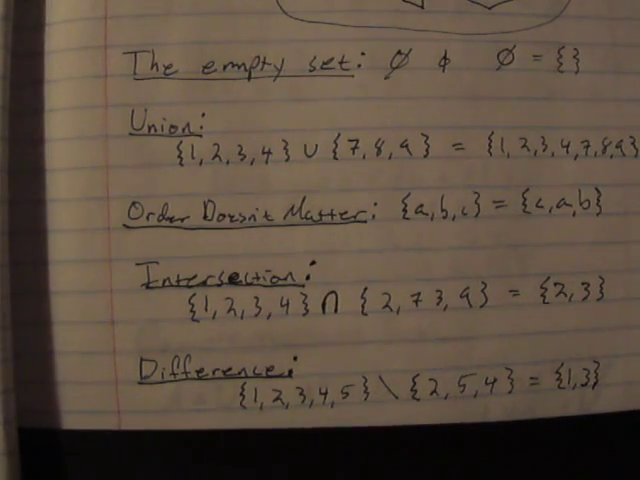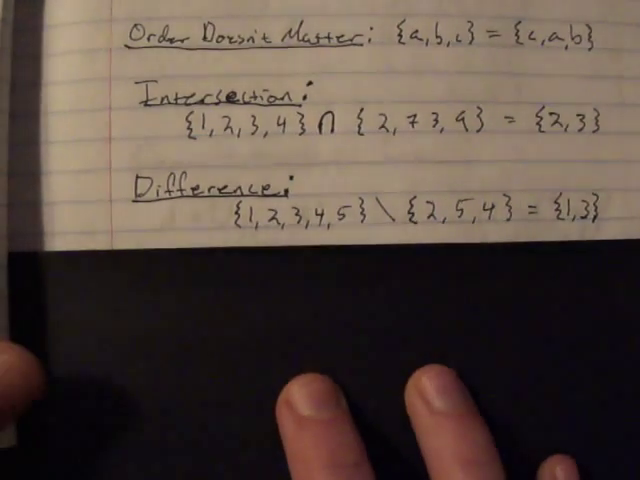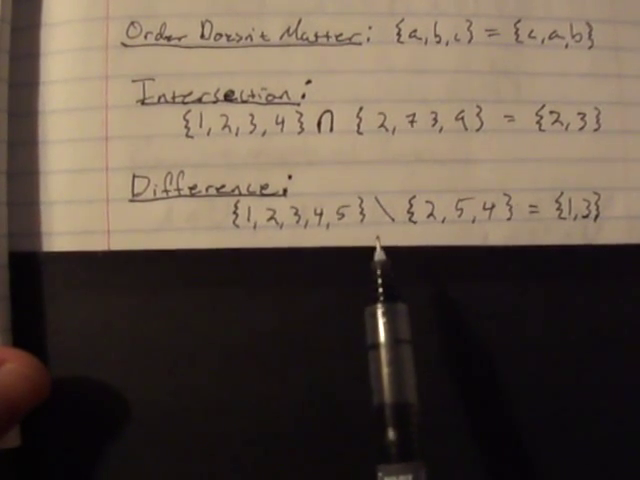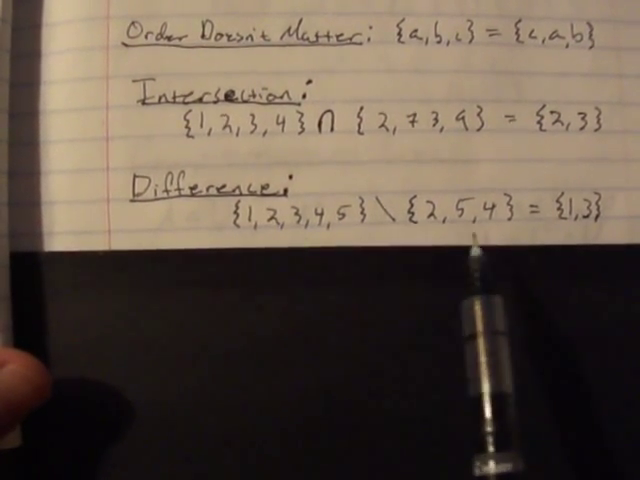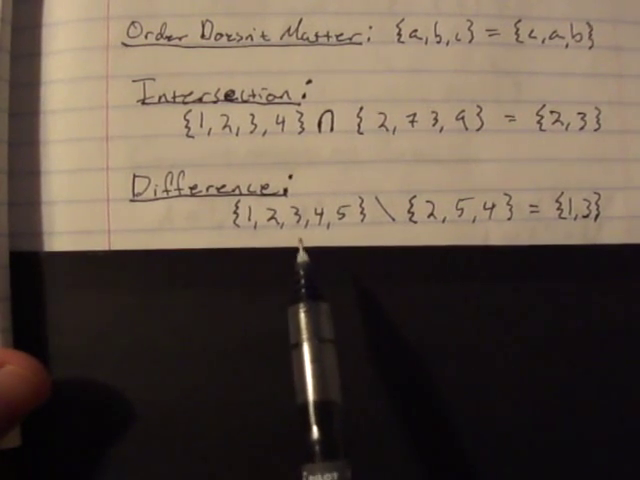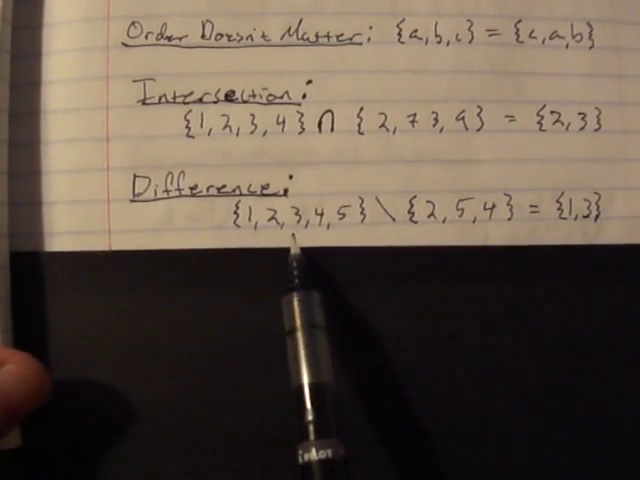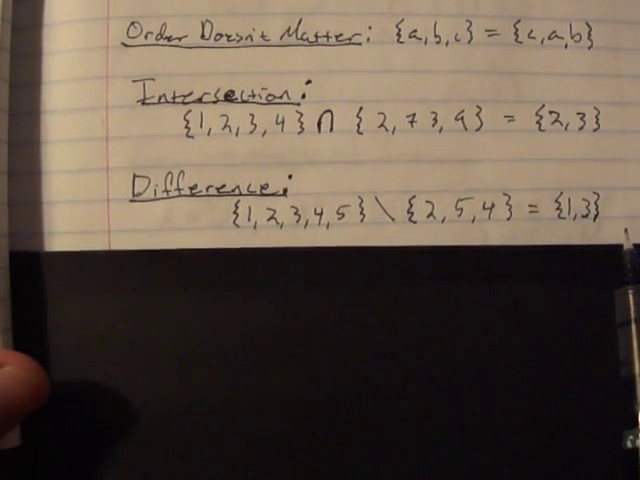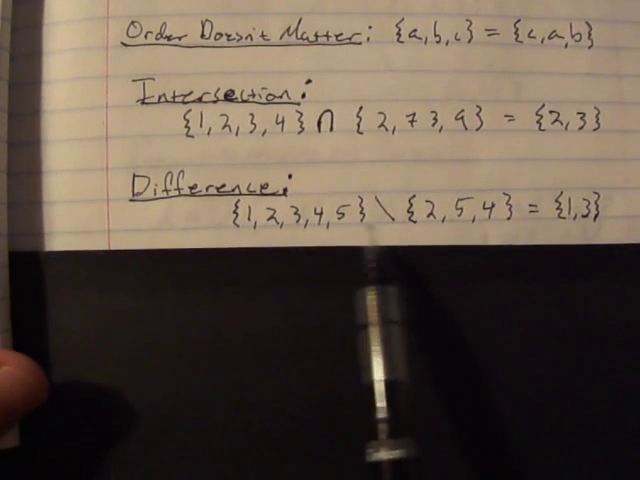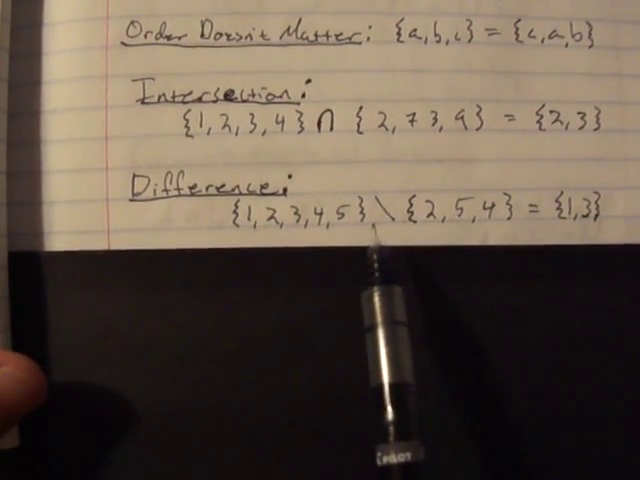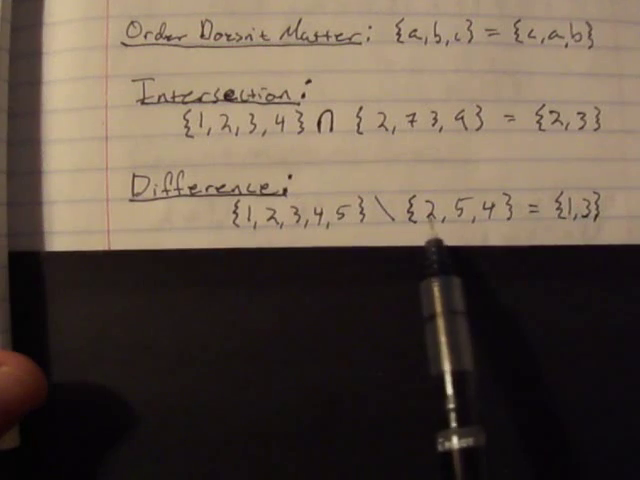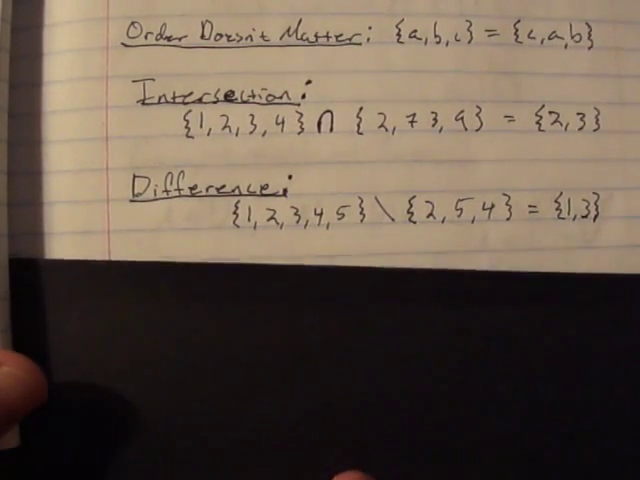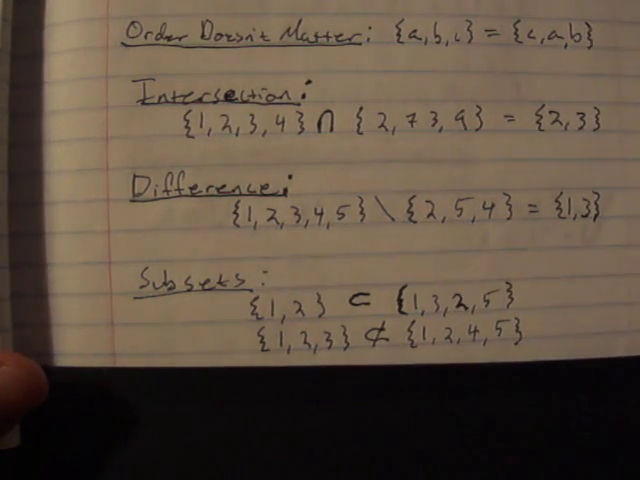Okay, difference. Set difference is defined as anything that's in the first set that's not in the second set. So the difference between 1, 2, 3, 4, 5 and 2, 5, 4 is 1, 3, because 1 and 3 are in the first set, but not in the second set. So it's like we're subtracting anything that's in this set from this set and writing it in the difference. So that's set difference.